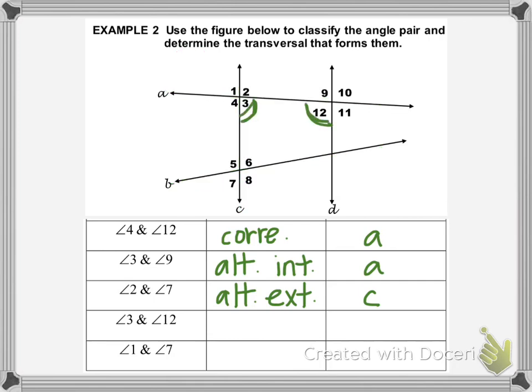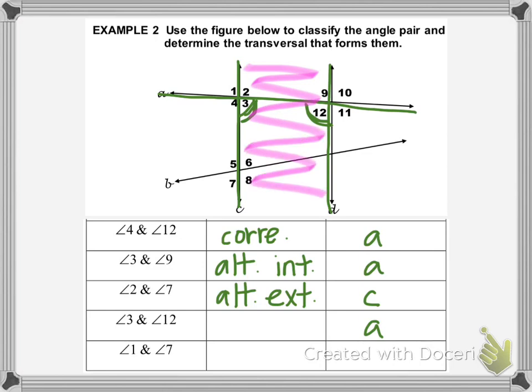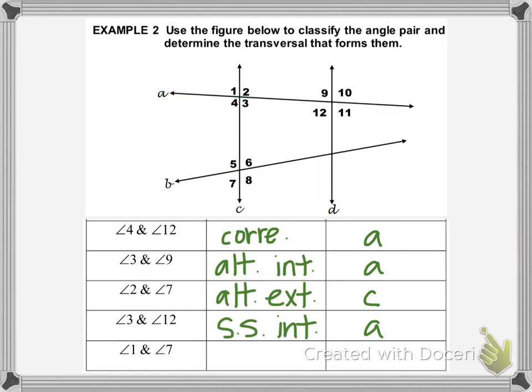Angles 3 and 12 are here and here. They both belong to line A, so A is their transversal. A crosses through C and D, so we'll ignore line B. Angles 3 and 12 are both between lines C and D, so that means they're in the interior. And if you notice that they're both on the same side of that transversal A, they're both below it, we're going to say that they're same side interior, SS int, same side interior.